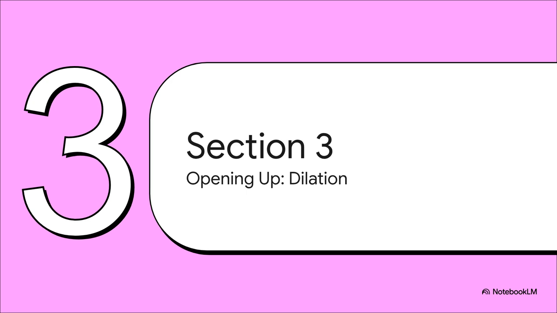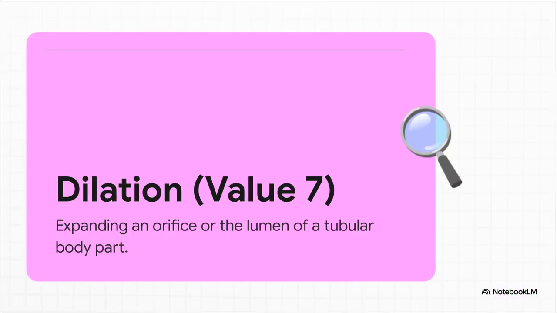Let's look at the flip side. Section 3, opening up, dilation and devices. Now, what if the clinical objective is the exact opposite of what we just talked about? Dilation, which is represented by value 7, is all about expanding an orifice or the lumen of a tubular body part. The goal is to stretch a narrowed or stenosed lumen, and they usually achieve this using intraluminal pressure. Think of deploying a balloon catheter inside a vessel or duct to literally force it open.